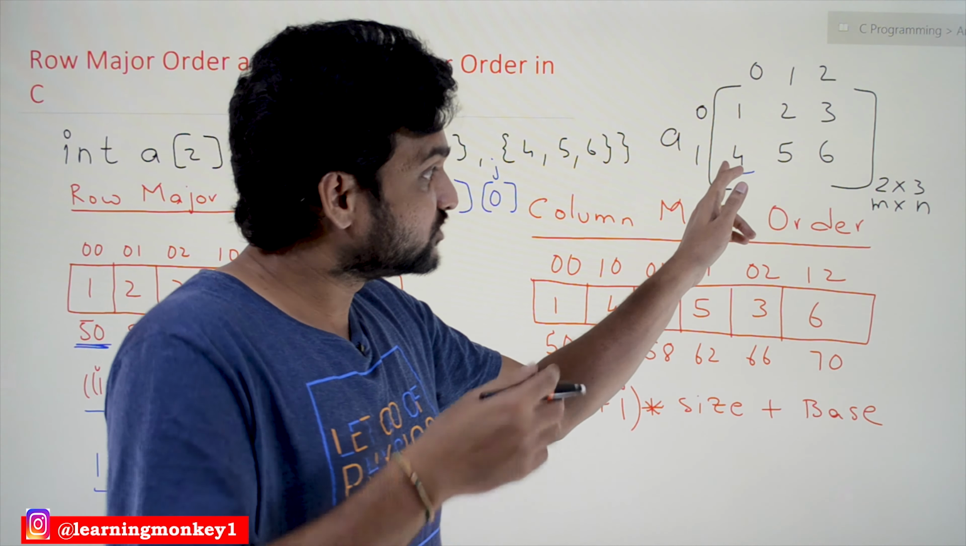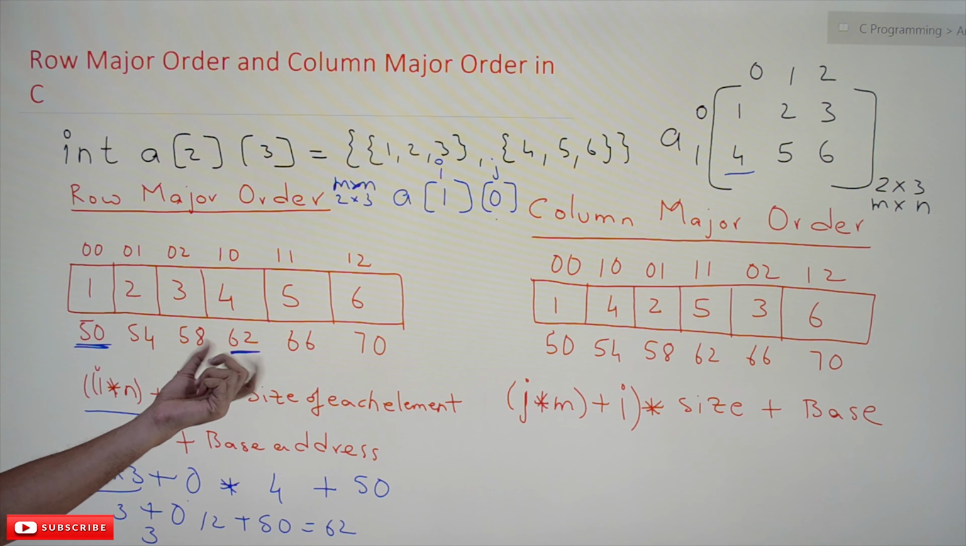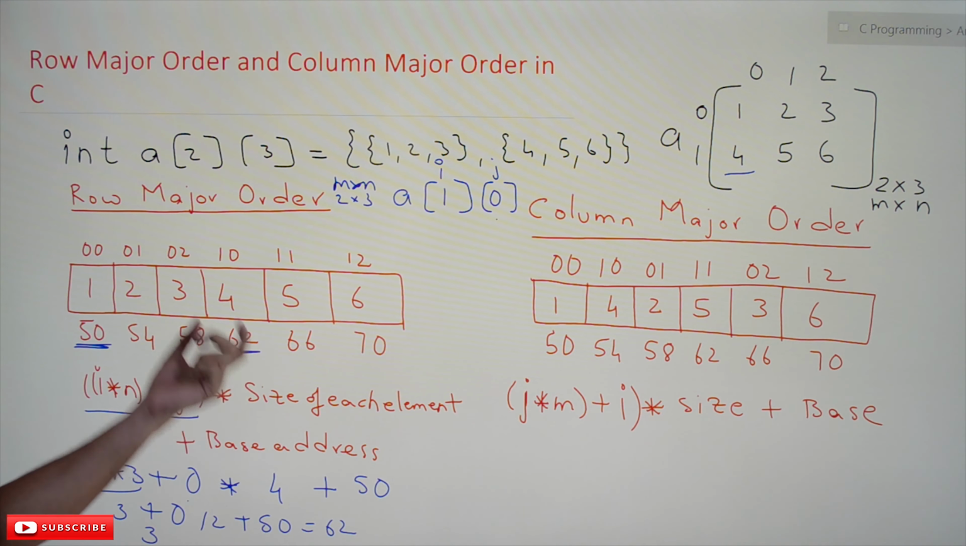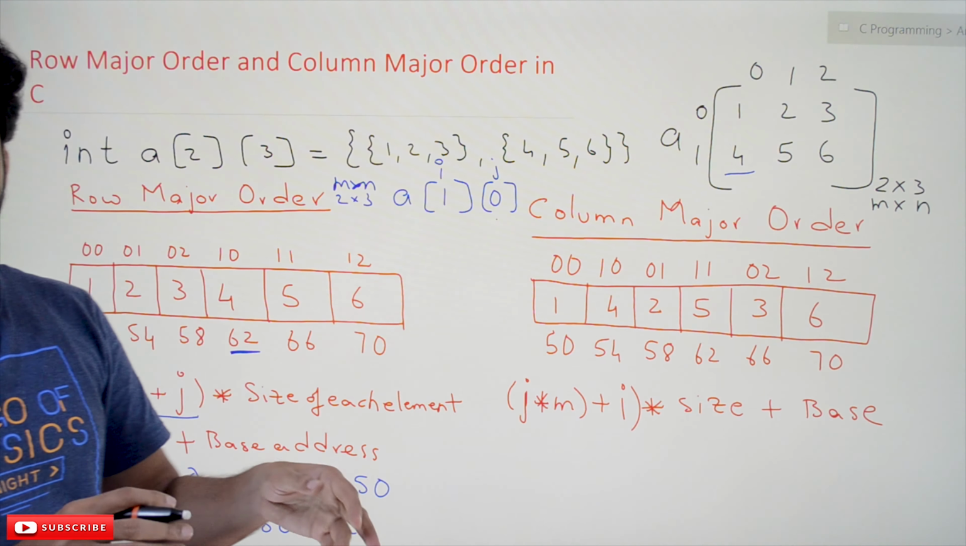The size of each element is 4. The size of each element is 4 times the index 3, plus the base address: 4 into 3 gives 12, and 12 plus 50 gives the address where that value is stored. So the point that you have to understand is how we are crossing the elements.